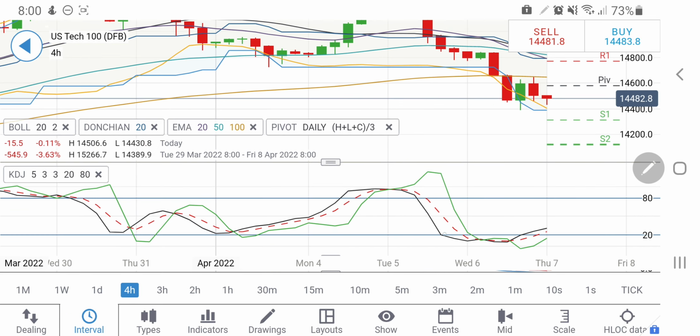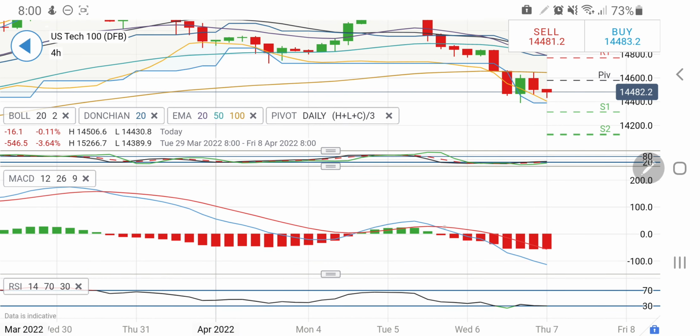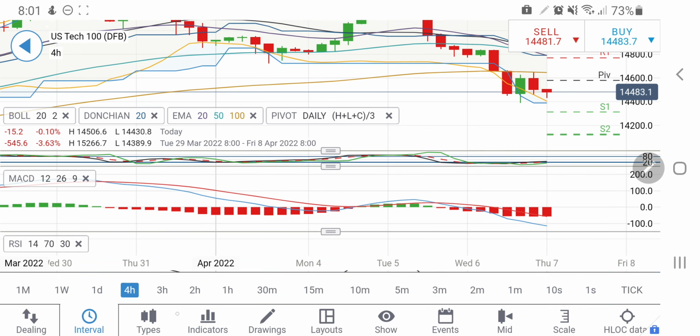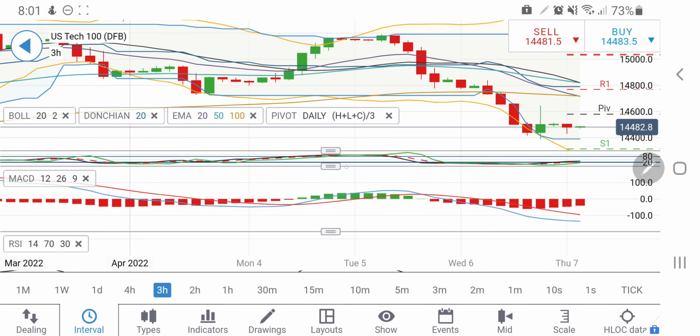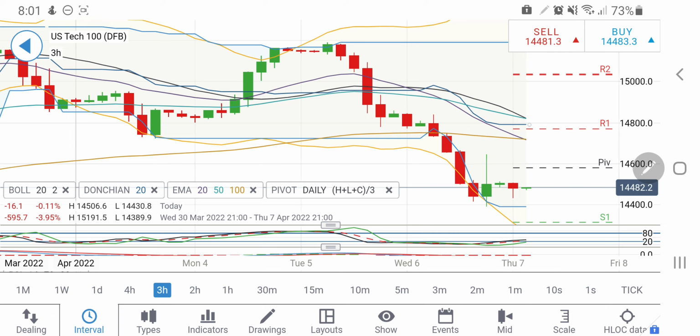4-hour stochastic almost near to oversold. A little bit of rise cannot be denied. MACD must try to converge from here, and yes, Nasdaq 100 is good to go long. RSI near to oversold zone. So yes, you can take a long entry at 14,500 and expect it to rise. Trade with strict stop loss.